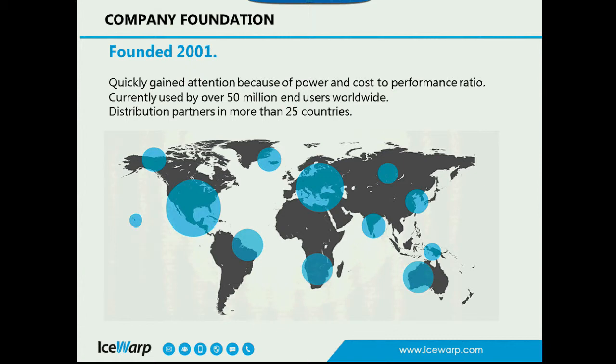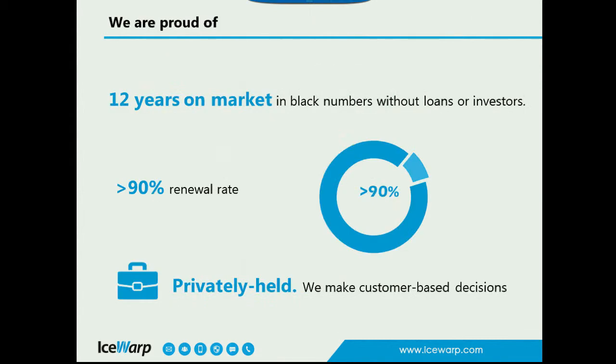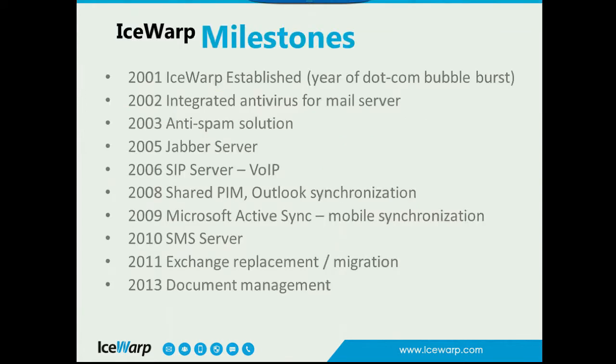Just in terms of a company, we've been on the market for over 13 years now, with 50 million end users worldwide. And you can get IceWarp in over 25 countries, either through one of our offices or through our distribution network. Our customers range from small to medium-sized businesses. Our average customer has 100 to 500 users, but we also have some very large household name customers as well.